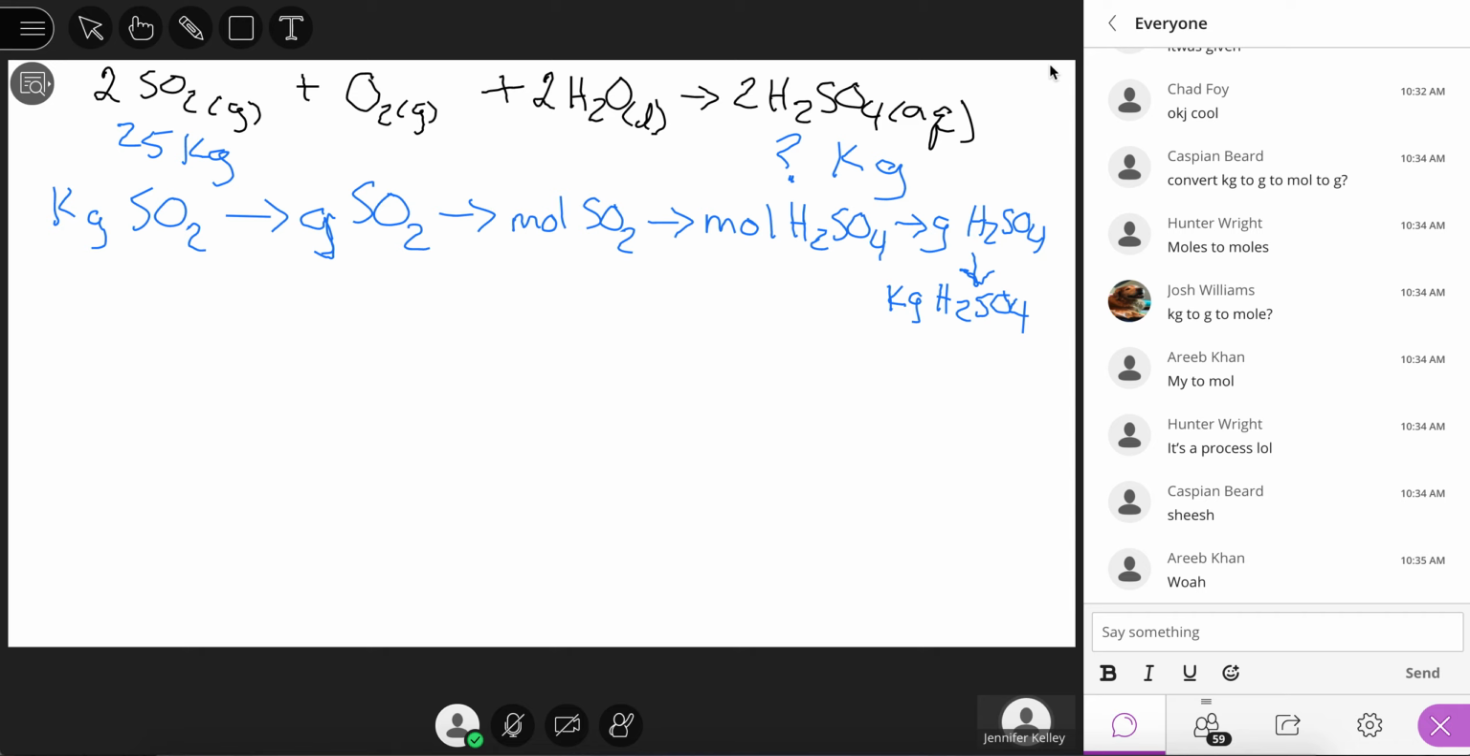All right. So for this one, just to save time, I'm just going to give you the molar masses. But the molar masses that we use, we're just getting them from the periodic table. So for sulfur dioxide, it's going to be 1 times sulfur's molar mass plus 2 times oxygen's molar mass. And then the answer there would give you the molar mass of the compound. So we're going to start out with 25 kilograms of SO2. And we're going to go to grams of SO2.